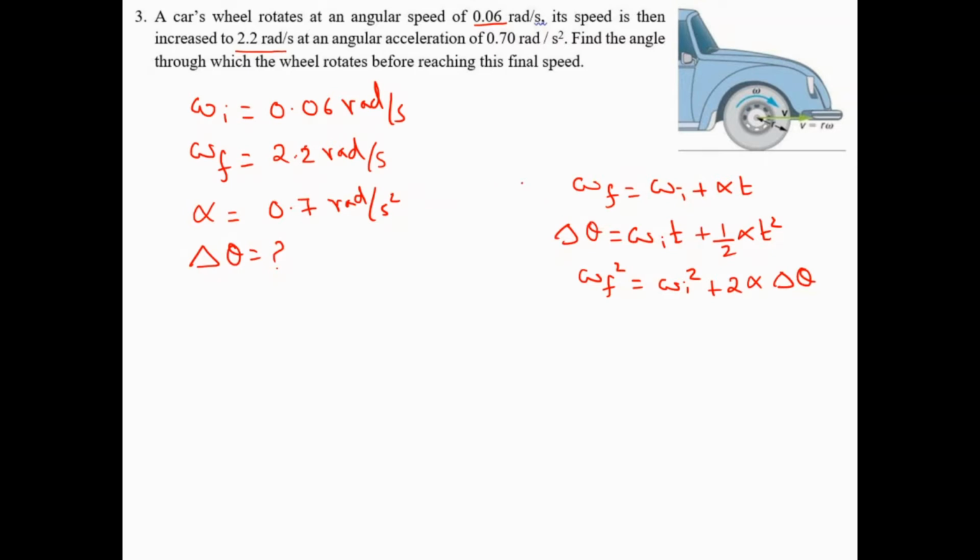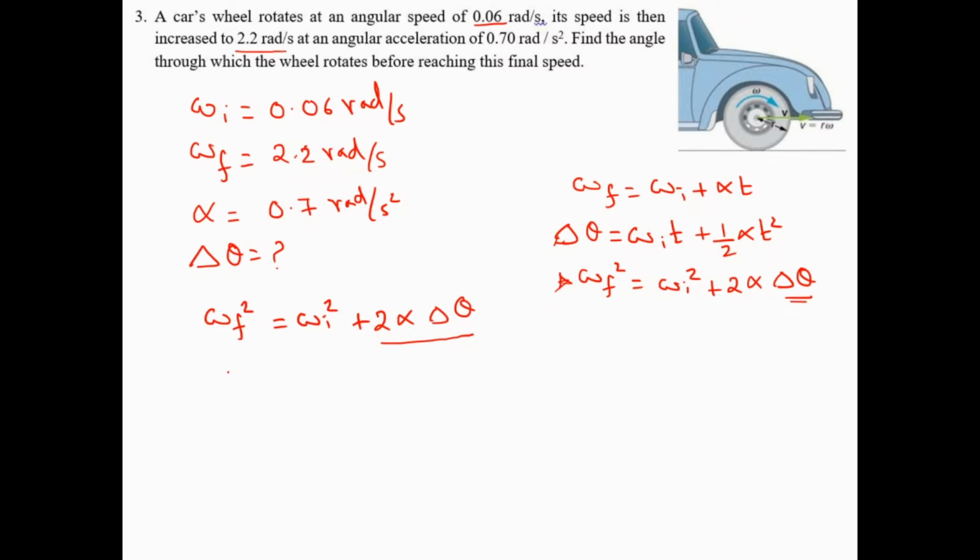If you want to use the first equation and the second equation, you need the time value. But in the question, there is no information about the time. So I think the third equation is the suitable equation for getting the answer of the displacement delta theta. So I have taken the third equation, omega final square equals omega initial square plus 2 into alpha into delta theta. And I have to rearrange this equation. So first of all, I'm going to keep this term here.